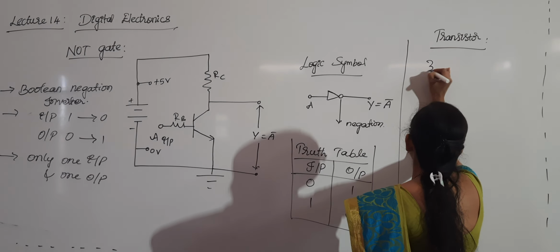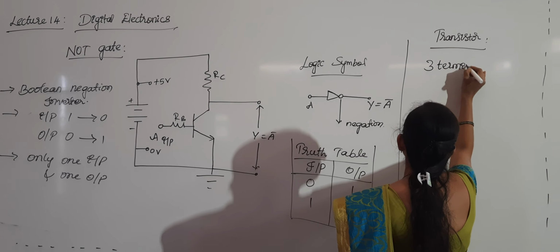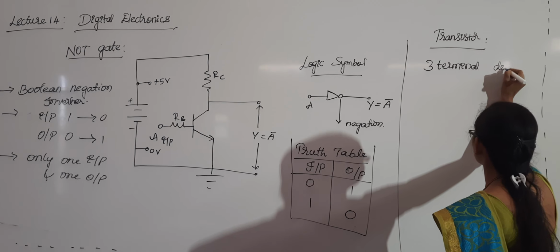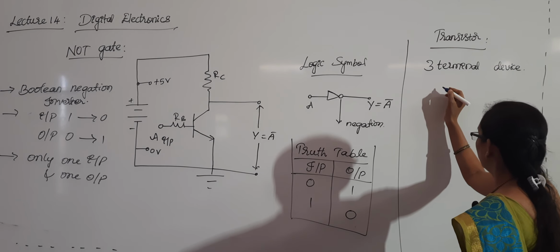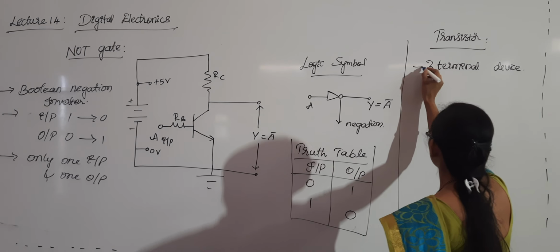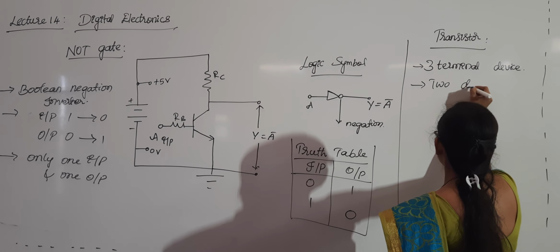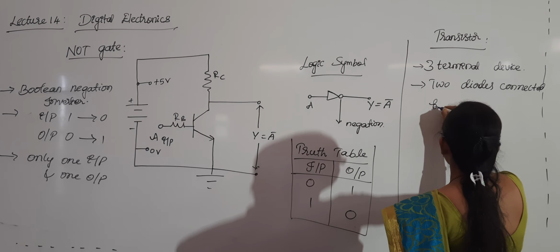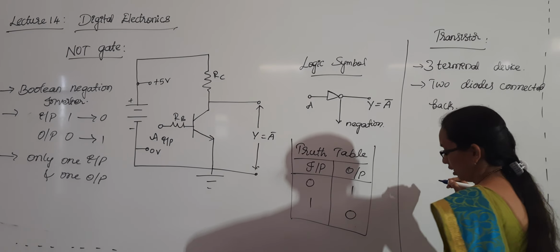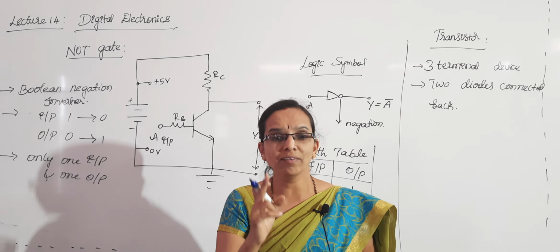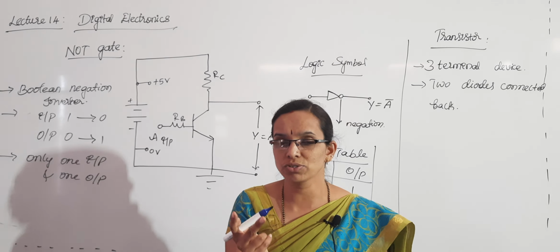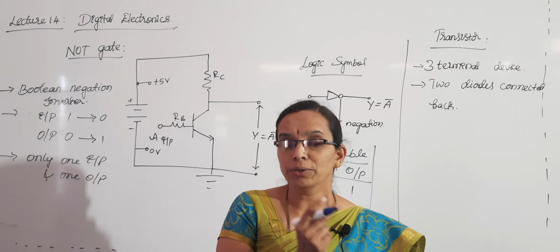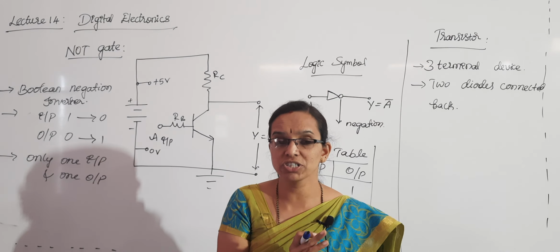A transistor is a 3-terminal semiconductor device, whereas our diode is a 2-terminal device. It looks like 2 diodes connected back to back. That means in a semiconductor diode we have only one junction, here we will have 2 junctions. A semiconductor diode is a 2-terminal device with 1 PN junction, here it is a 3-terminal device with 2 PN junctions.